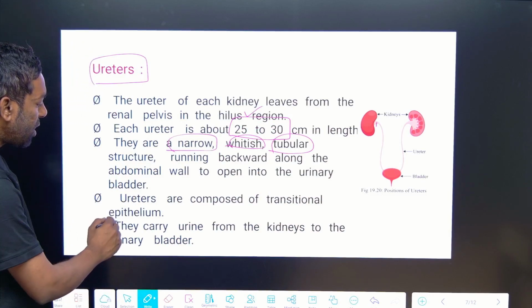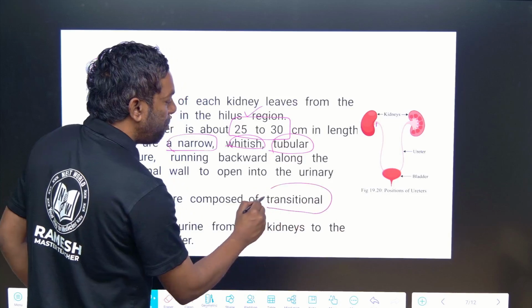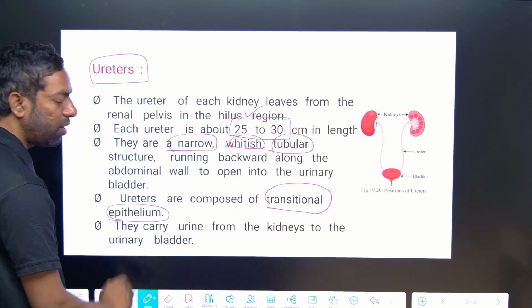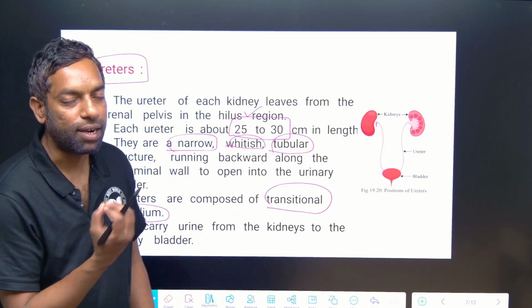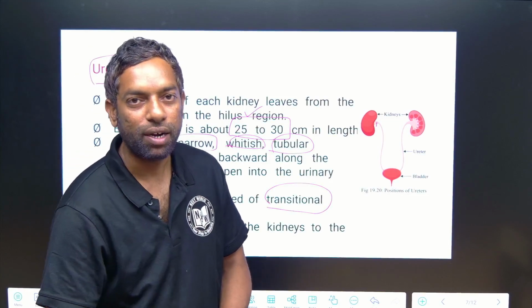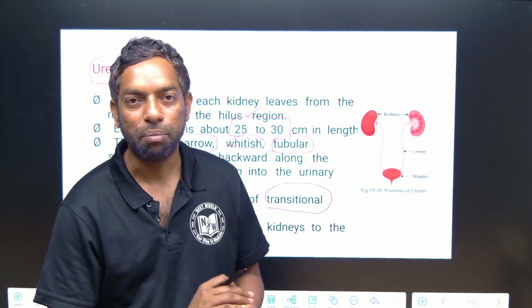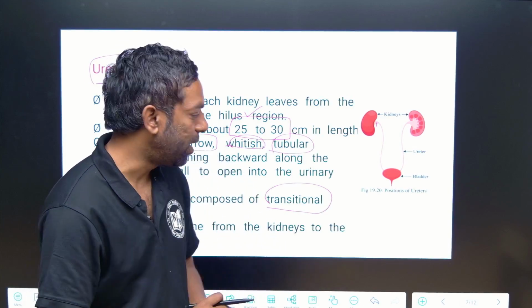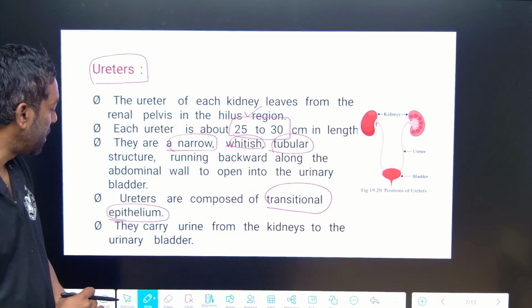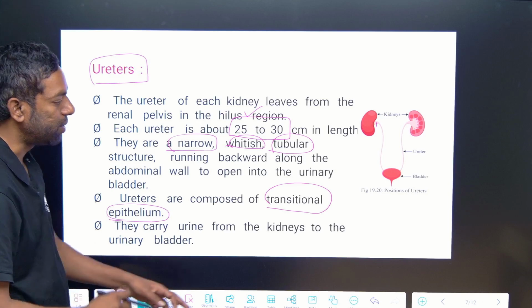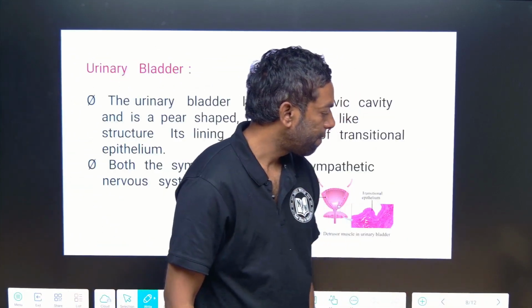And there is transitional epithelium. The walls of the ureters are made up of transitional epithelium. You have to find the epithelial tissue where smooth stretching is going to take place. The modified epithelial cells are there. This is the transitional epithelium cells. Okay? Yes. Next one.